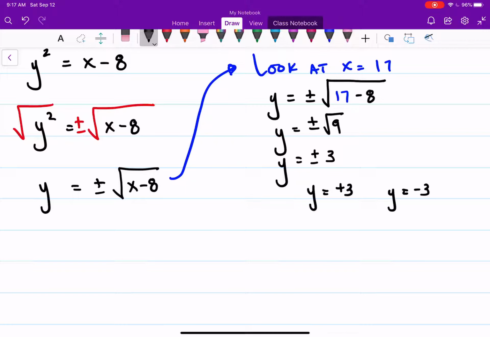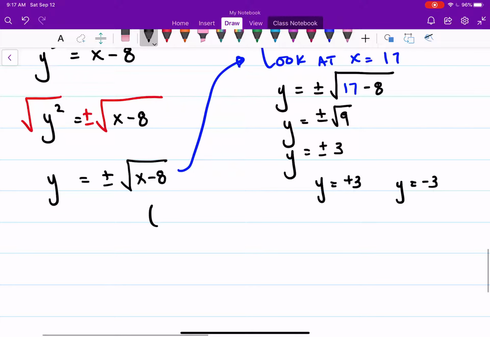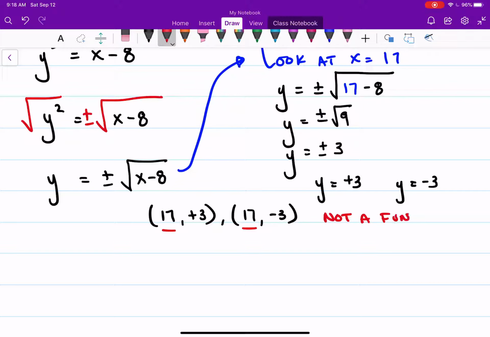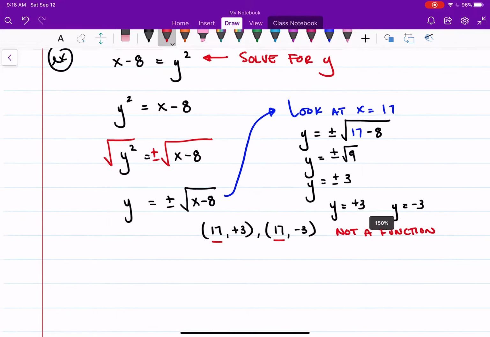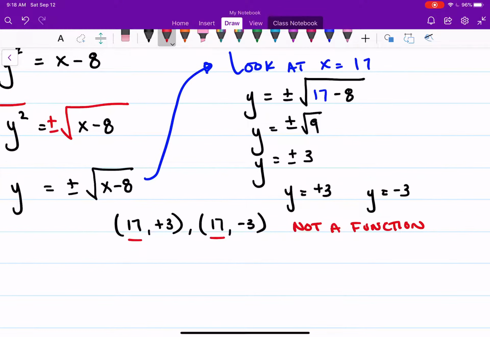So when I put in 1 x, I actually get 2 y values, which means that I have 2 points here. When x is 17, I can get positive 3, and when x is 17, I can get negative 3, okay? So now we can look at these points and say, are these functions? And you're going, well, the 17 repeated, so therefore it is not a function. So now you can say x minus 8 equals y squared is not a function, okay?